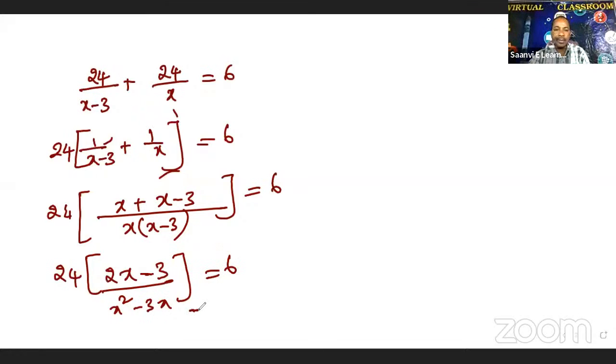Okay, children, now the time is up. The remaining part you complete. Simplify this equation and find the x value. That x value is the solution. Okay. Thank you, children. Thank you all.